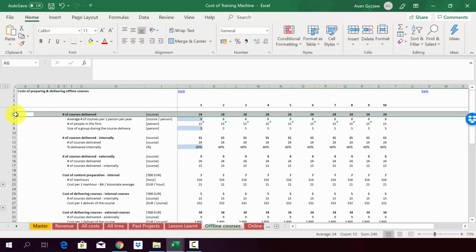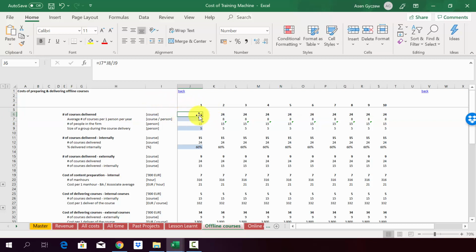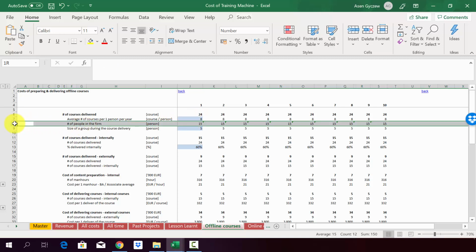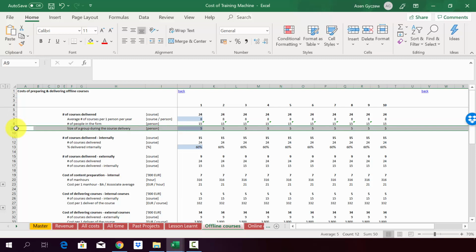By delivering, we mean that we gather a group and we present to them the content. So as you can see, annually we have to do 24 deliveries. And this is based on the calculation of how many people we've got. So we've got 15 people and then we have a group of 5 people. So it means that if we would have to deliver just one course, we would do it in 3 groups.